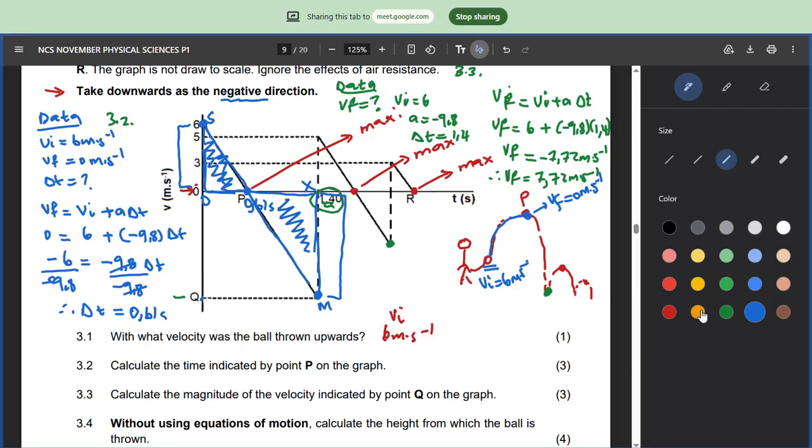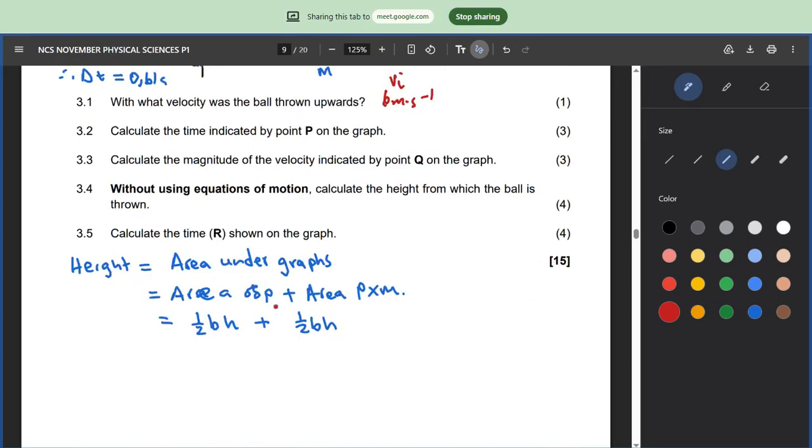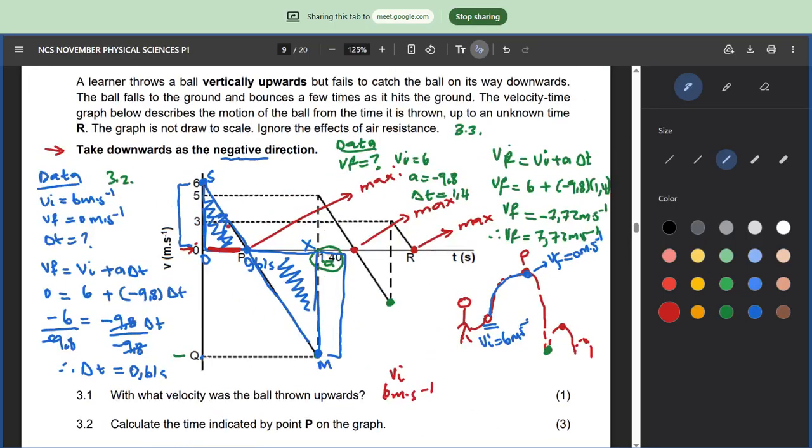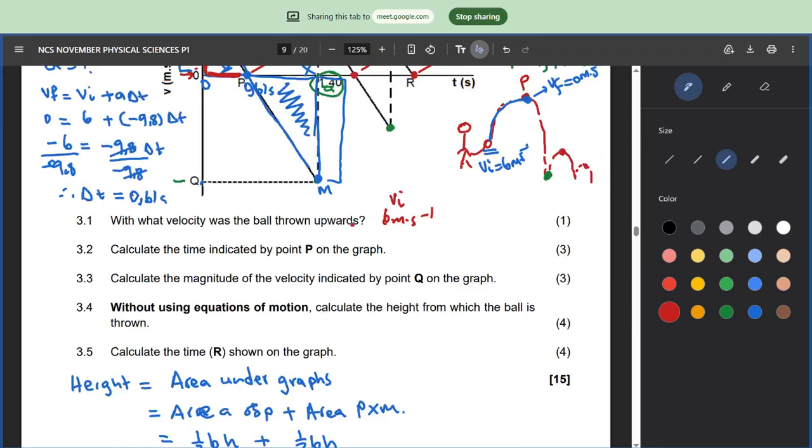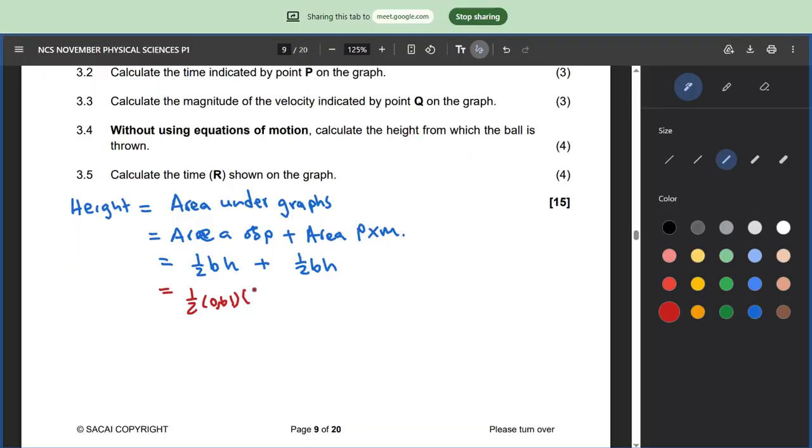Let me indicate that with a different marker. The base of the first triangle is this one, so it's going to be 0.61 seconds. So the base will be 1 over 2, 0.61. And then the height of the first triangle is from this point to that point, which gives us 6. So this will be times 6. So this will be 6 plus, let's go to the second triangle.